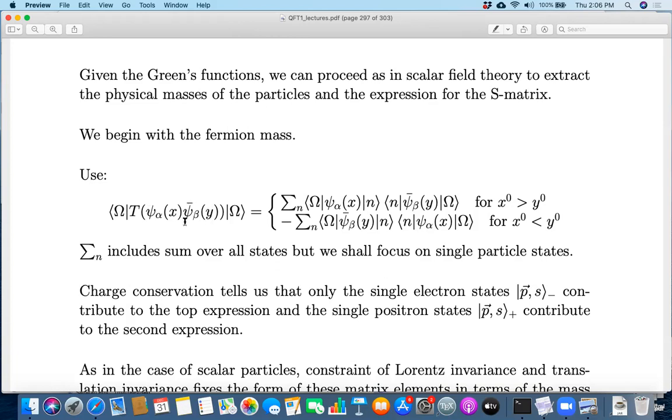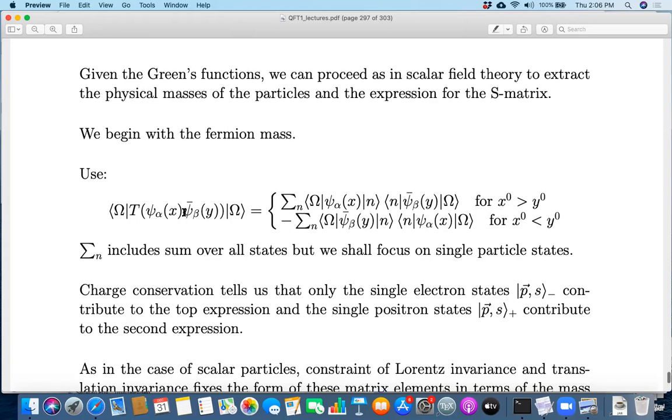And then we insert a complete set of states in between. So here, for x naught larger than y naught, it's psi alpha of x, psi bar beta of y, and we insert a complete set of states in the middle. For x naught less than y naught, it's psi bar beta of y first, then psi alpha of x, with a minus sign because these are fermionic variables. And again, we insert a complete set of states in the middle.